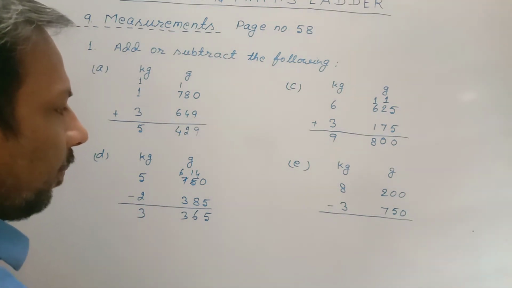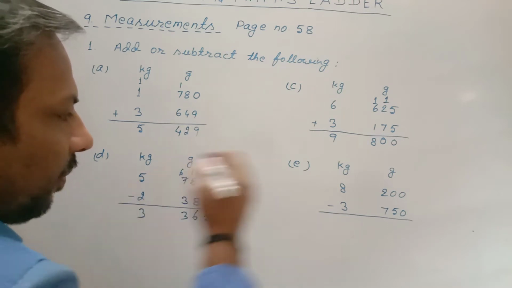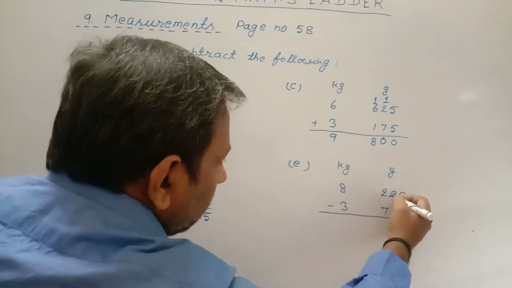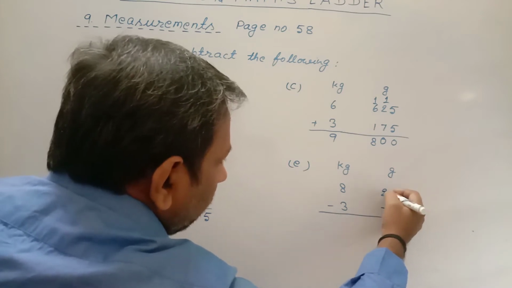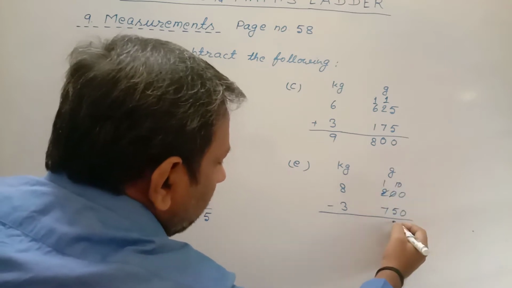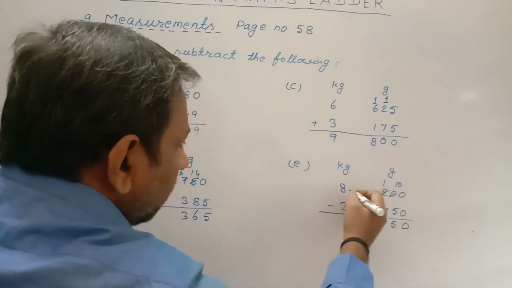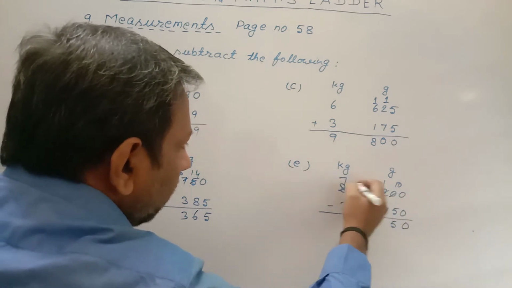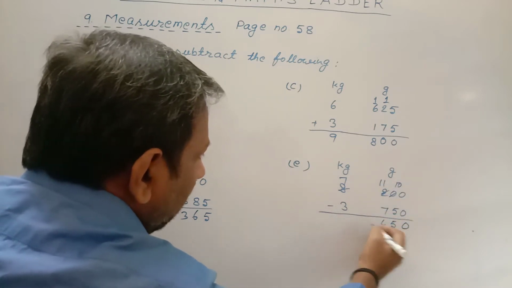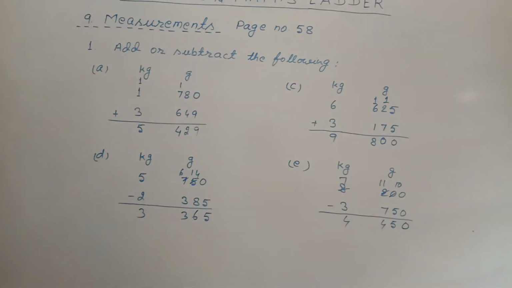Question number E, 8 kg 200 gram minus 3 kg 750 gram. So 0 minus 0, 0. This 0 minus 5 is not possible. We'll make it 10. Taking 1 from here, it became 10, but here only 1 is left. 10 minus 5, 5. This one is smaller than 7. We can't subtract. So we'll take 1 from here. Here 1, 7 is left. Here 1 will come, become 11. 11 minus 7, 4 and 7 minus 3, 4. So this became 4 kg 450 gram.